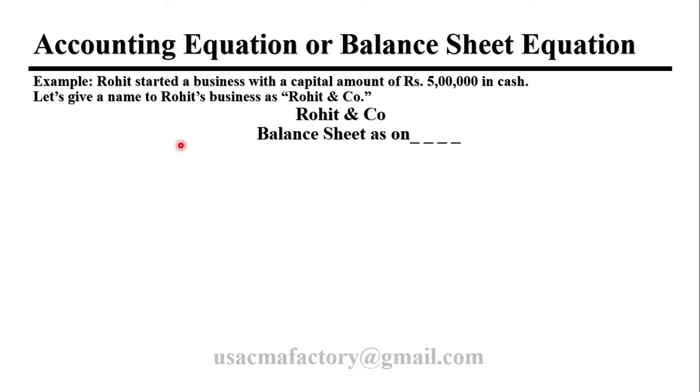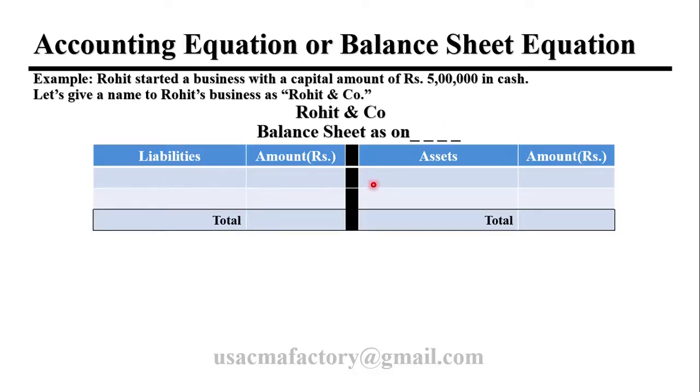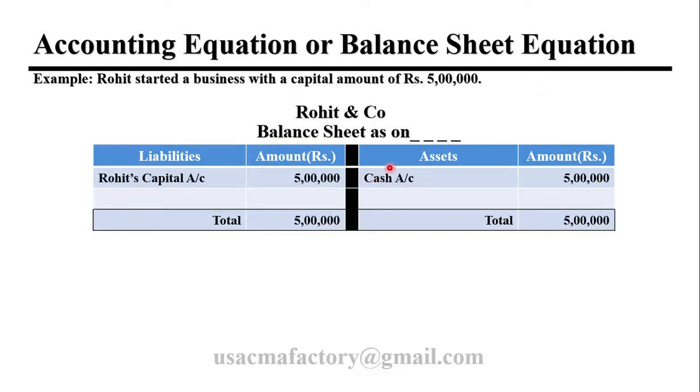Let us learn with an example. Rohit started a business with a capital amount of rupees 5 lakhs in cash, and let's give a name to Rohit's business as Rohit and Co. So, Rohit and Co. balance sheet, as on date not specified here. This is the format of the balance sheet: liabilities on the left hand side, assets on the right hand side. So here the two aspects are capital and cash. See, cash account 5 lakhs and Rohit's capital 5 lakhs.